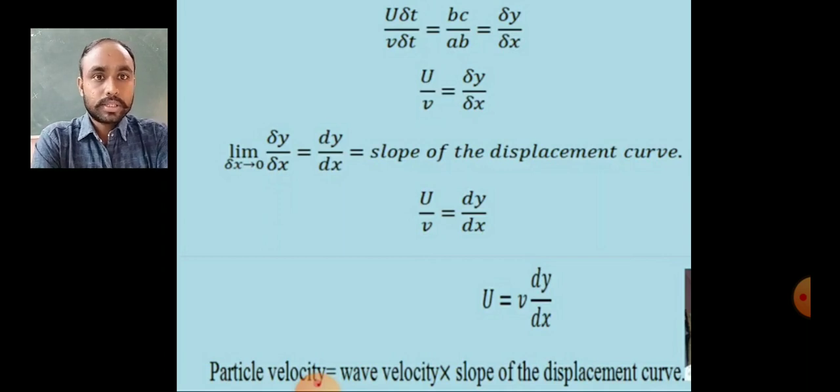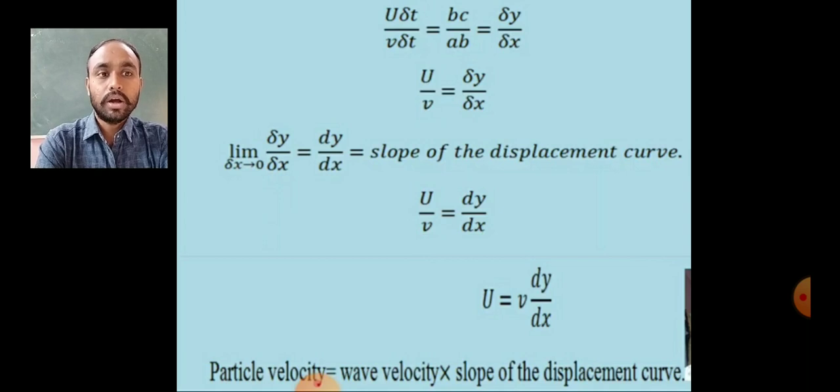I hope this is clear to you. This is the end of this particular article, wave velocity and particle velocity. Now onwards, if somebody asks whether particle velocity and wave velocity are the same, what is your answer? They are not the same. Particle velocity is different and wave velocity is different. And they are related as: particle velocity is equal to wave velocity into slope of the displacement curve.